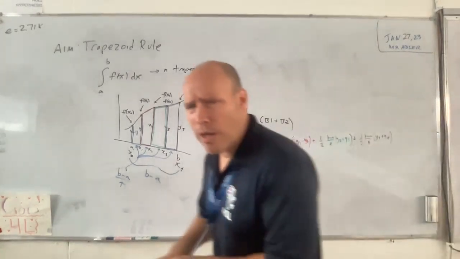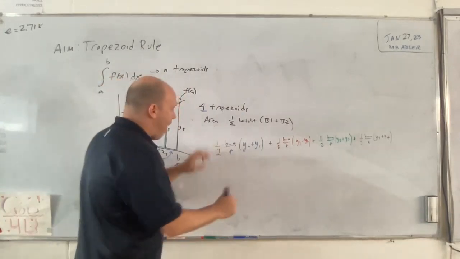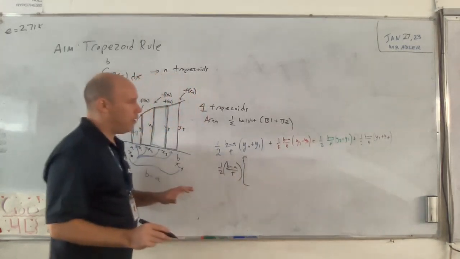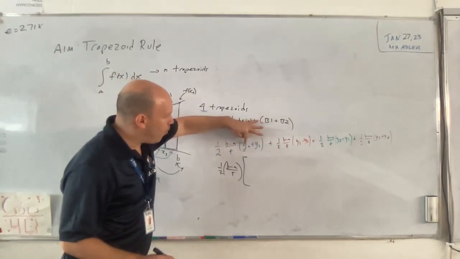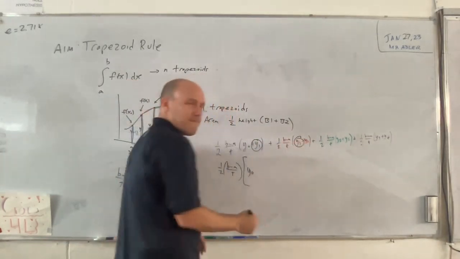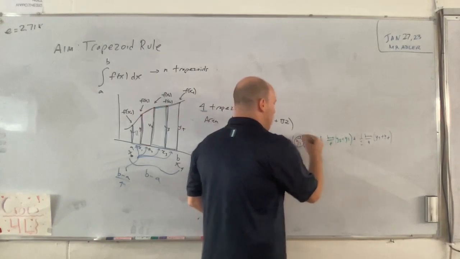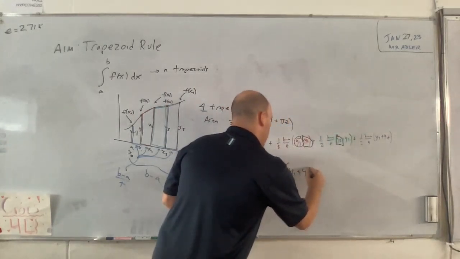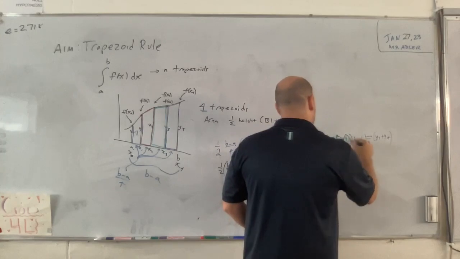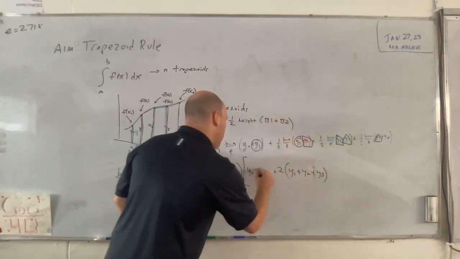Can you see it on the screen there? Yeah, we're good. Okay, let's clean this up a little bit. We know from earlier math we can factor out the 1/2, and we can factor out the b minus a over 4. What's going on inside? Well, we have 1 y0, we have 2 y1s, 2 y2s, 2 y3s, and we have a y4.